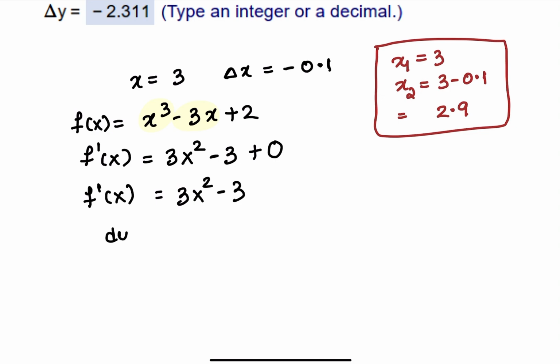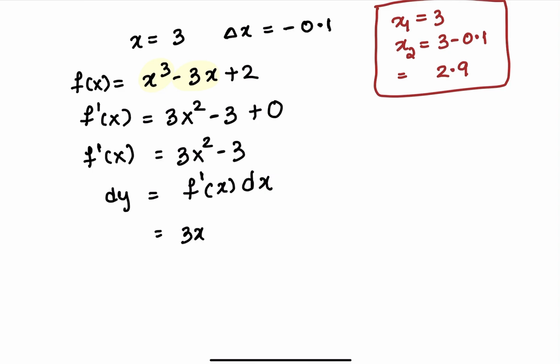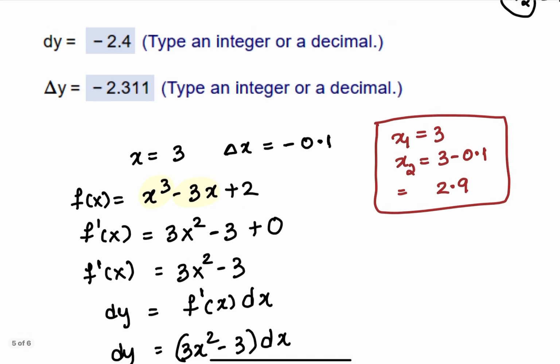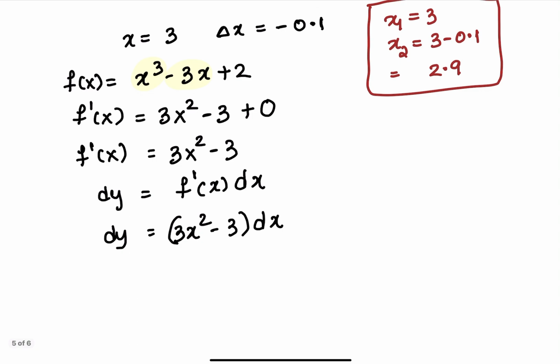And now they said find dy. Remember what dy is. dy is nothing but f prime of x times dx. So this is 3x squared minus 3 times dx. Very good. That's your dy. Let's see if that matches the dy given to me as negative 2.4. Of course, because do I have my dx? Do I have my x value? Yes. What is this little x here? 3. Remember what dx is? dx is nothing but your difference in x, which is negative 0.1. So do not get confused. They can say dx or this little delta x, which is the same thing, the difference in the x's.